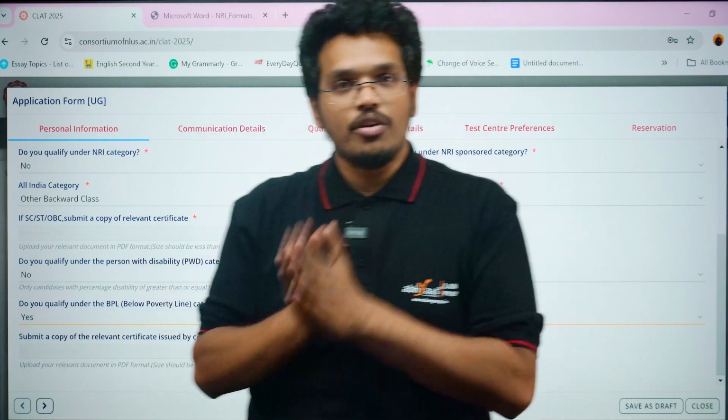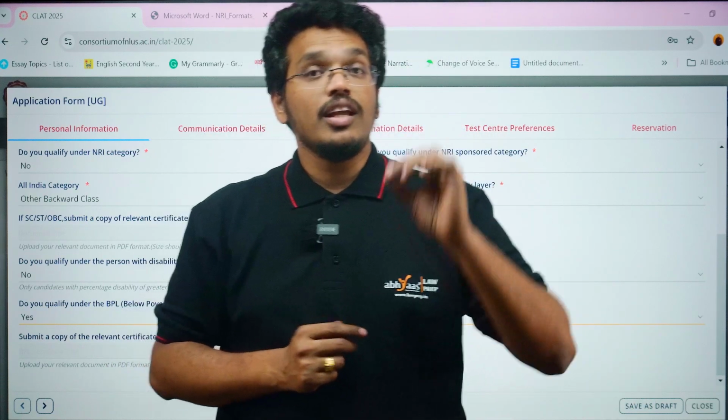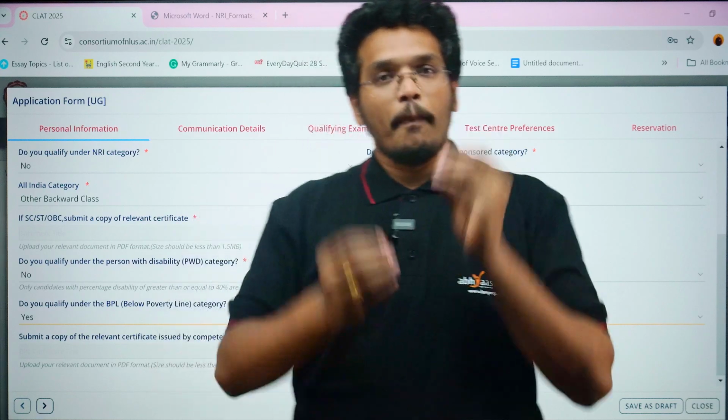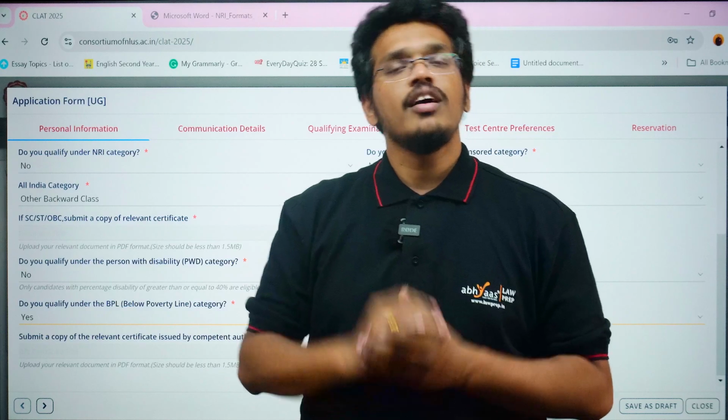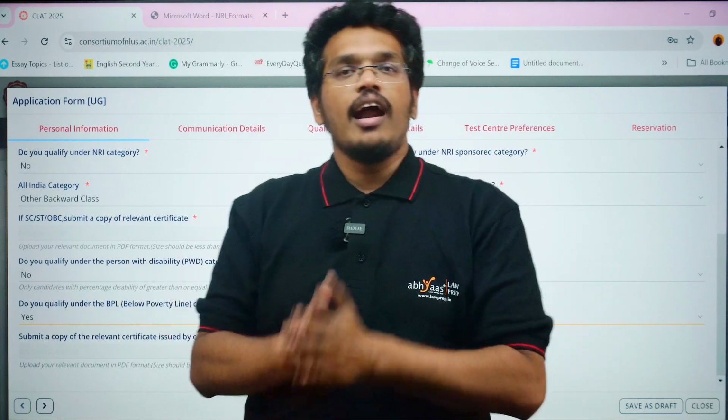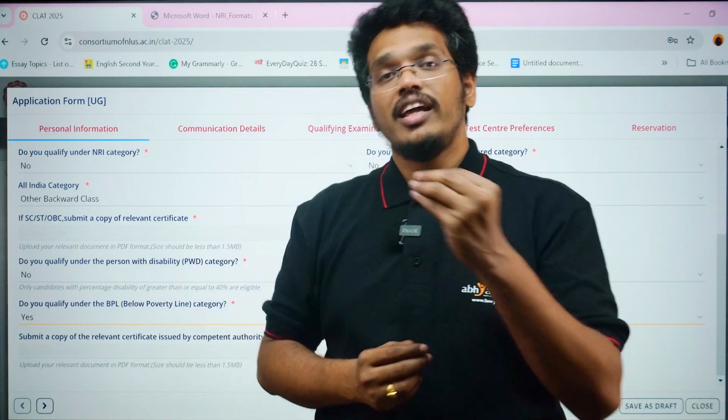So what you have to do? You need to apply for an income certificate. Take your ration card to the particular MeSeva or eSeva and submit the proof there, and they will provide you the income certificate.